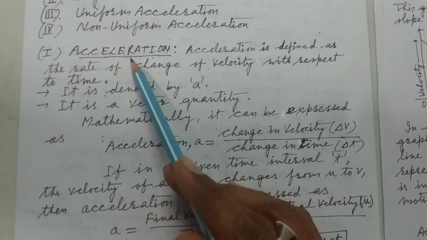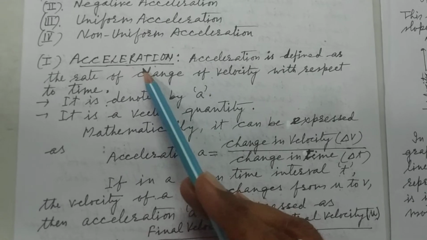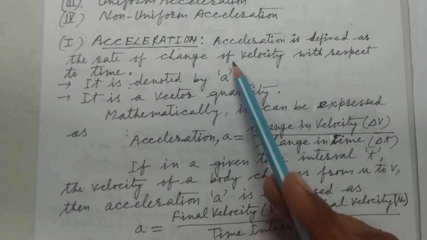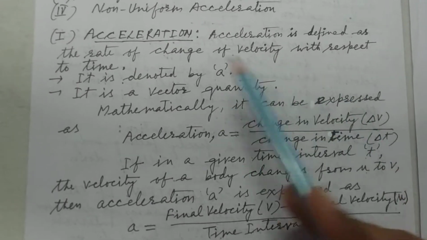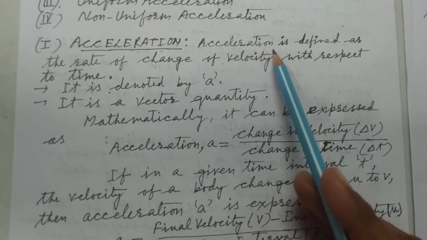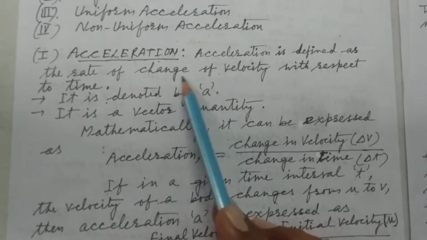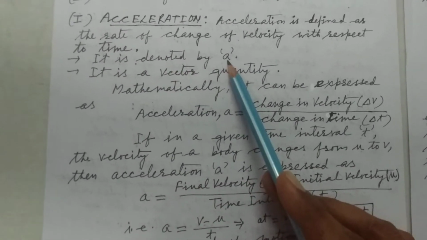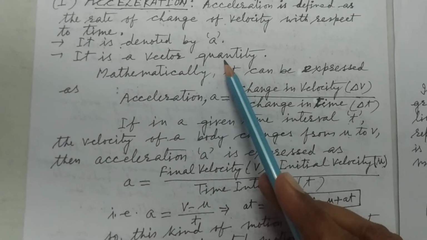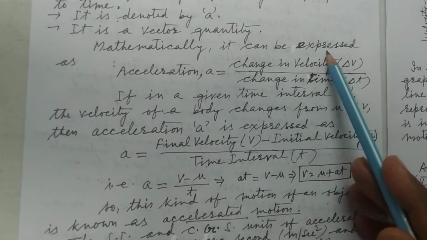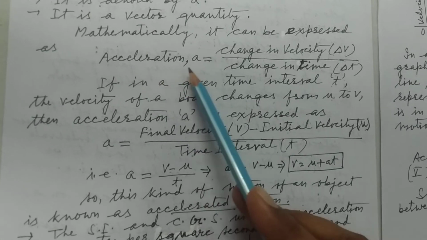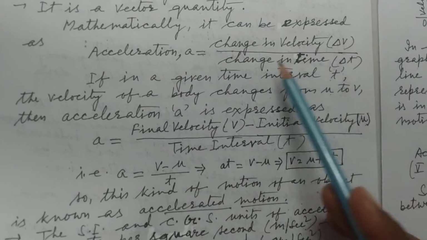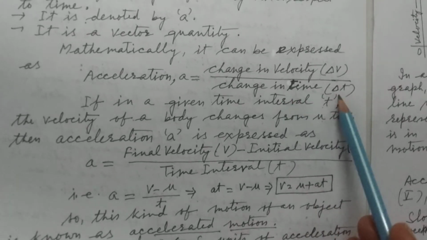First topic is acceleration. What do you mean by acceleration? Acceleration is defined as the rate of change of velocity with respect to time. It is denoted by a. It is a vector quantity. Mathematically, it can be expressed as acceleration a equals change in velocity, delta v, upon change in time, delta t.